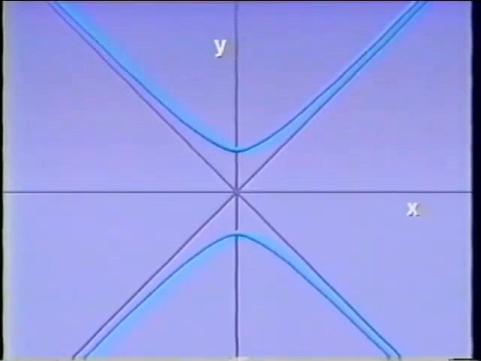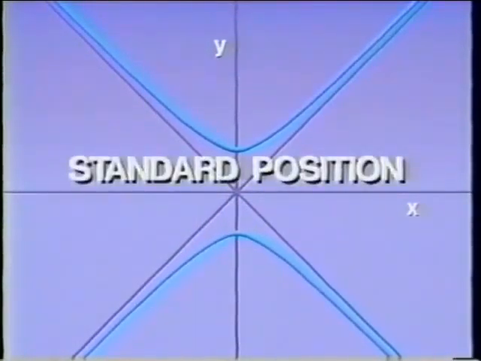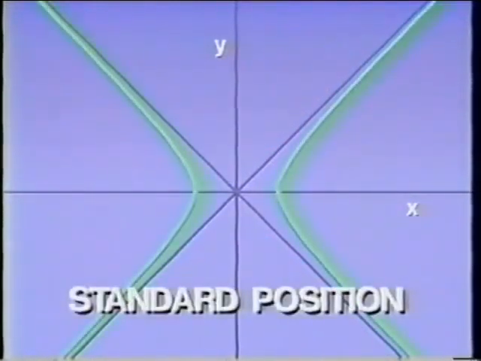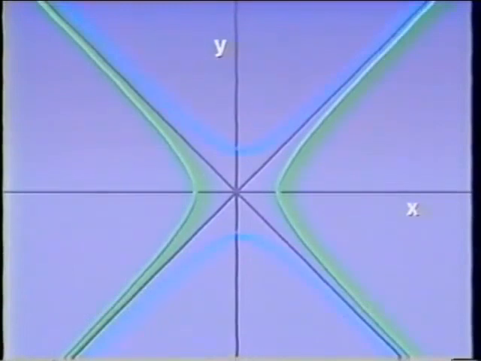This is one of the two standard positions in which we find hyperbolas. In the other standard position, the transverse axis is horizontal. One way of looking at this position is as a reflection of the first position in the line y equals x.